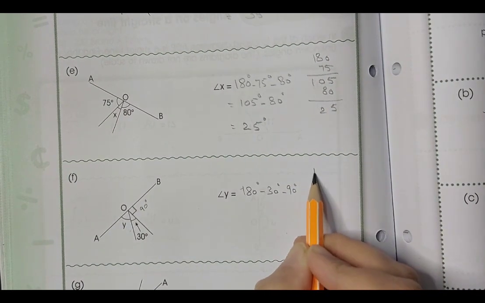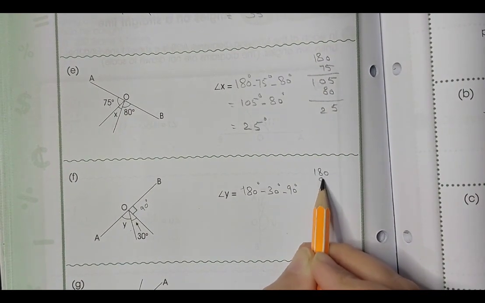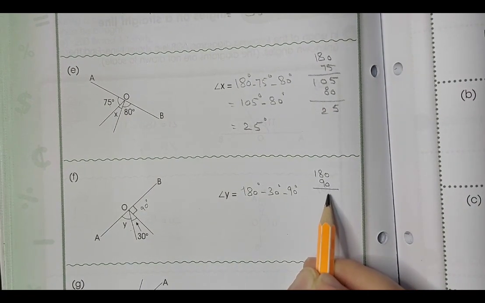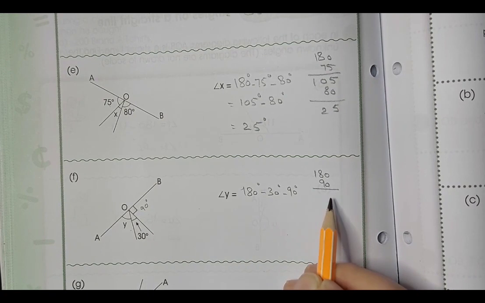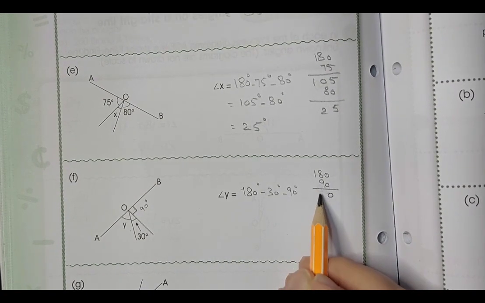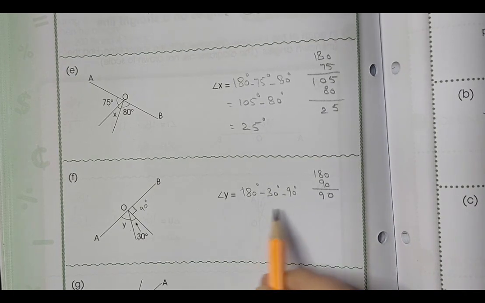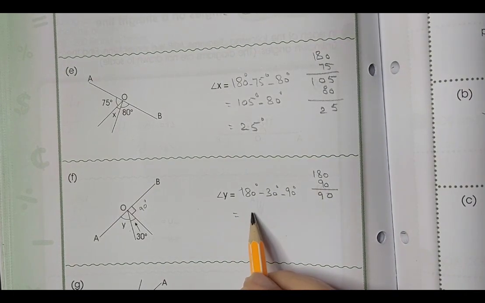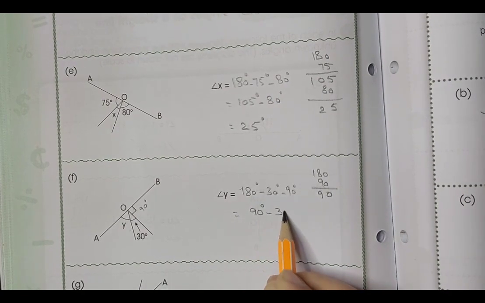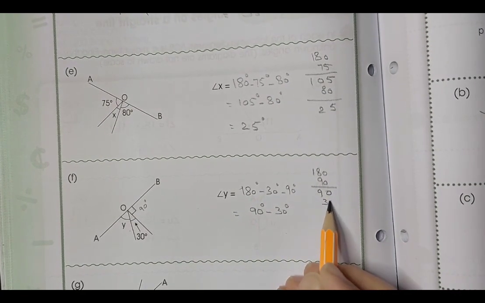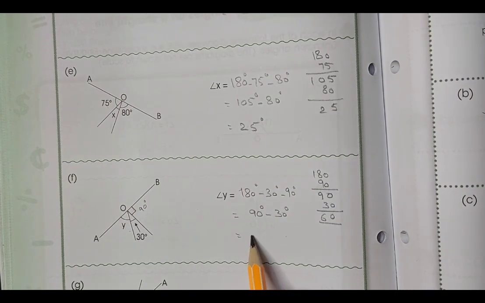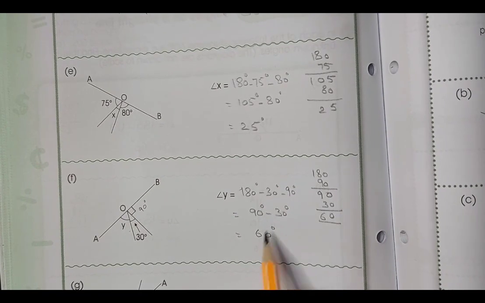So we will subtract 180 degrees minus 90. Okay, we are doing 90 first. So it will become what? 0. 18 minus 9 is 9. So what is left here is 90 degrees minus 30 degrees. When you subtract 30 from 90, what will we get? 60. So the angle Y is equal to 60 degrees.